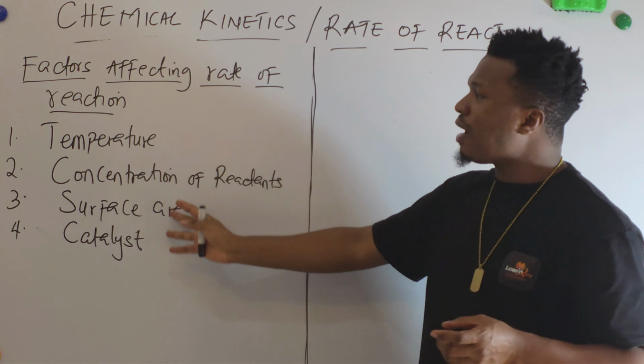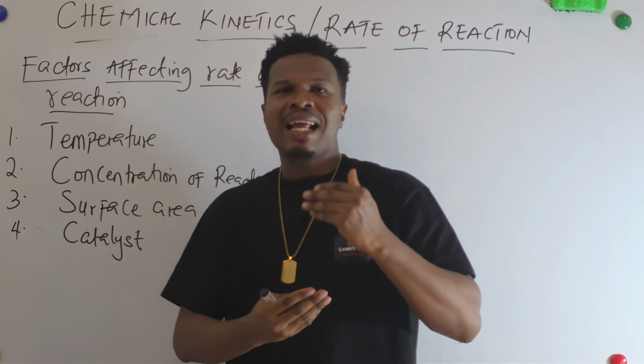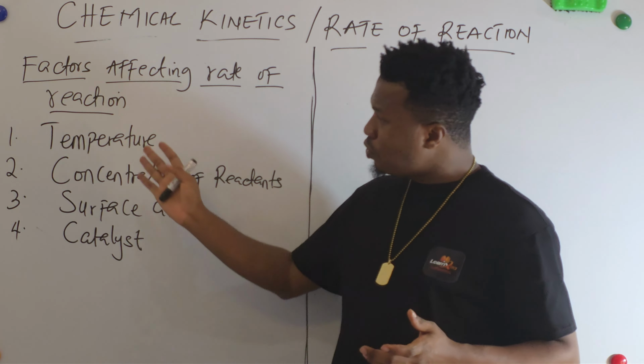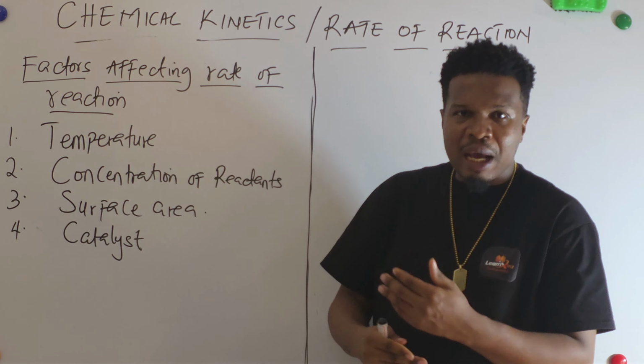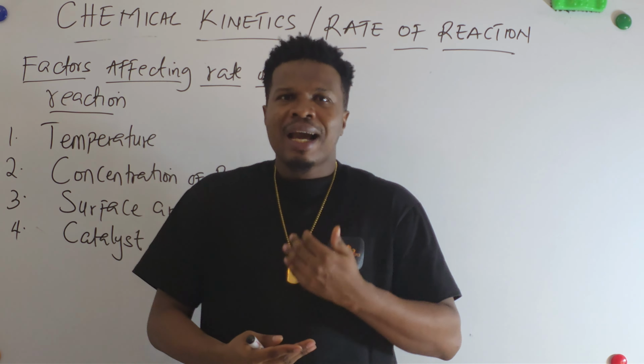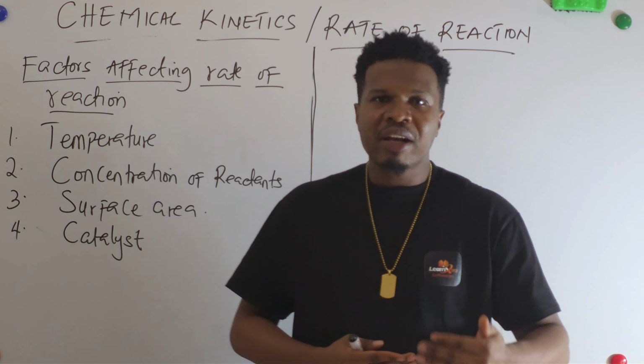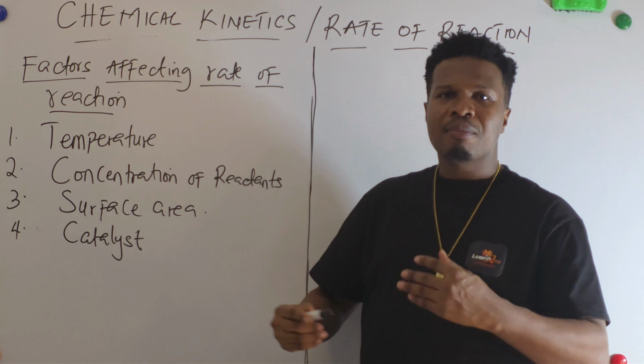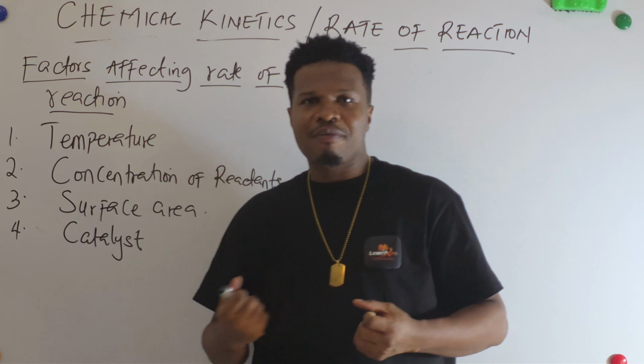So these four factors are key factors that can affect the rate at which a reaction will proceed. So you should be able to know how to explain them in exams. If they ask you, list and explain the factors affecting the rate of a reaction, you should be able to discuss this one by one using these few points I have mentioned. Okay?